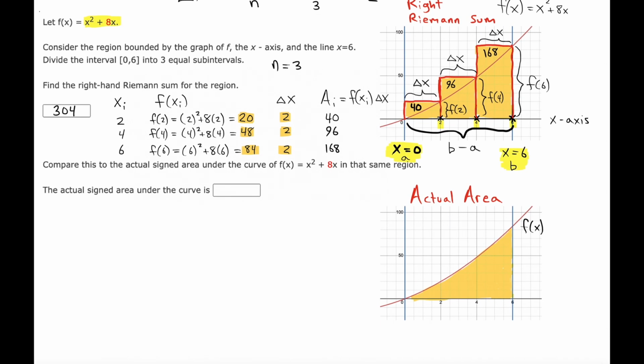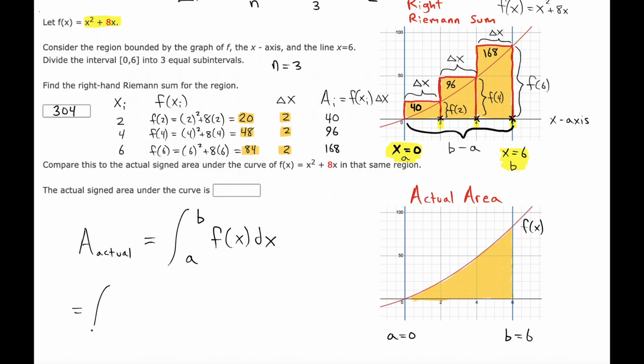Now that we found the right Riemann sum approximation, we'd like to find the actual area under the curve, which will be found by a definite integral. And we'll do an integral from a to b of the function. So our a is 0 for this problem, and the b is 6. So we'll go from 0 to 6 as our limits of integration. Then plug in the function formula.